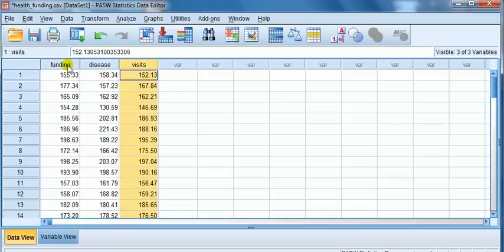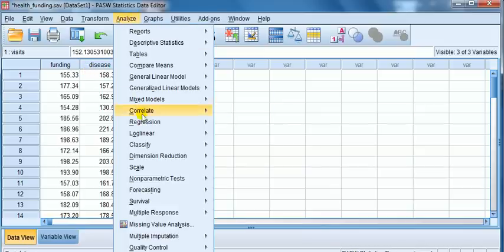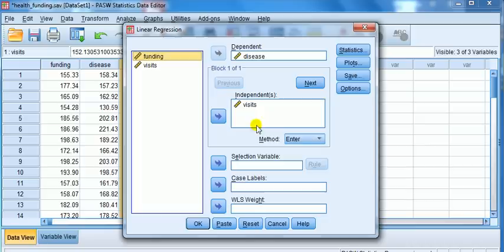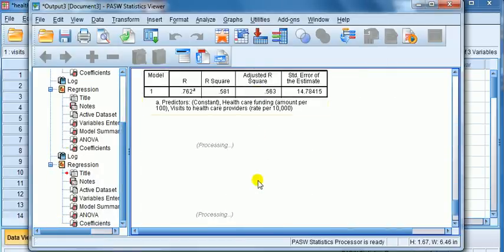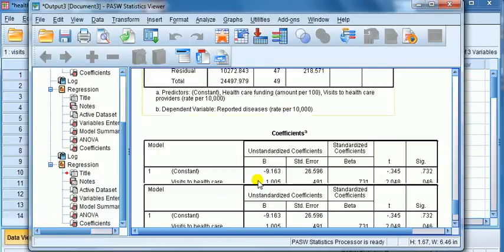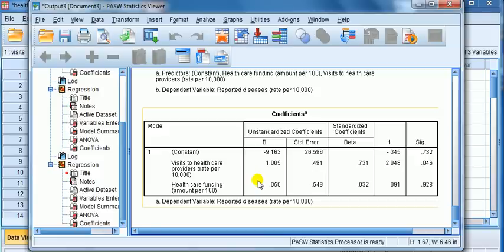All right. So why don't we now run a multiple regression model and see how things change? I will put both funding and visits in now. So this now becomes a multiple regression, with two independent variables, so we have two betas here. Let's see. Right, say I'm specifically interested in the effect of healthcare funding on disease rates.